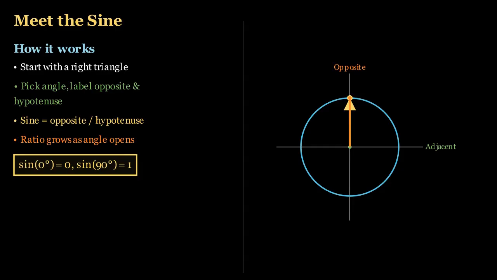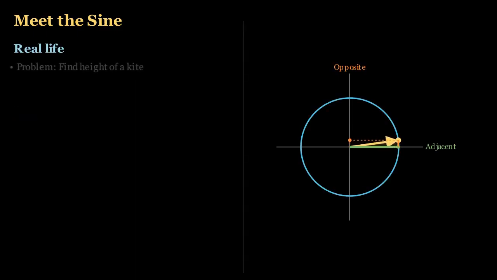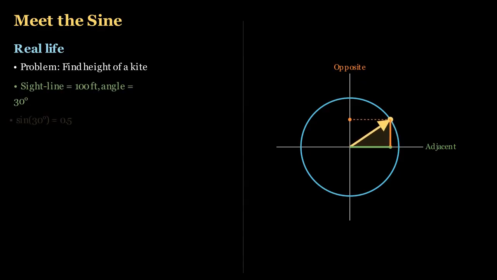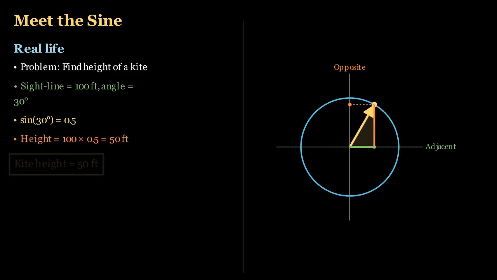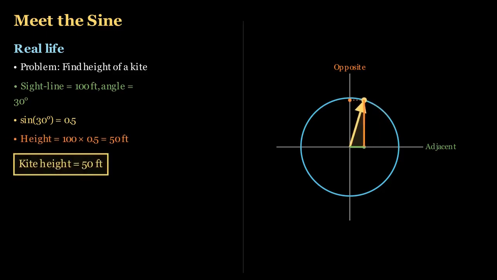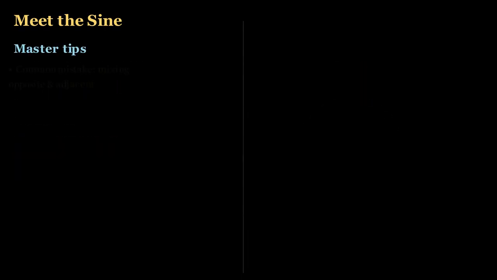As the angle opens. Let's solve a real problem. You're flying a kite. The string is your sightline, 100 feet long, at a 30-degree angle. We know sine is opposite over hypotenuse. For 30 degrees, the ratio is always 0.5. So the height, which is the most common mistake is grabbing the adjacent side instead of the opposite.